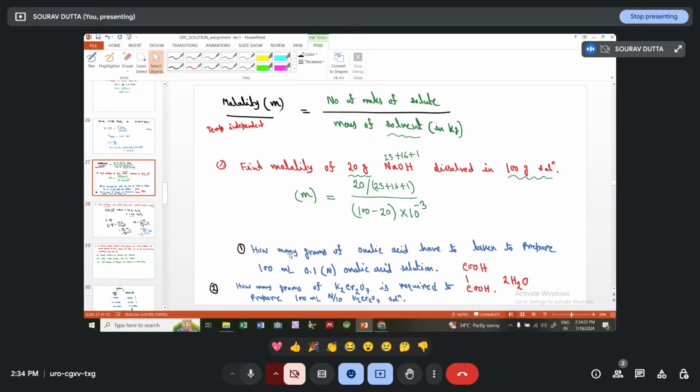The next question is, how many grams of K2Cr2O7 is required to prepare 100 ml of N by 10 K2Cr2O7 solution? Similar question. Just put the formula properly and find out the number of grams.